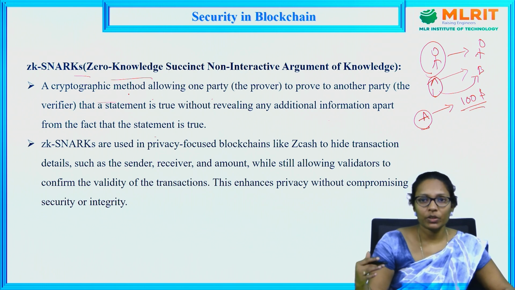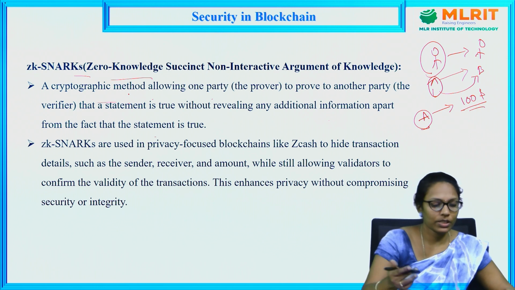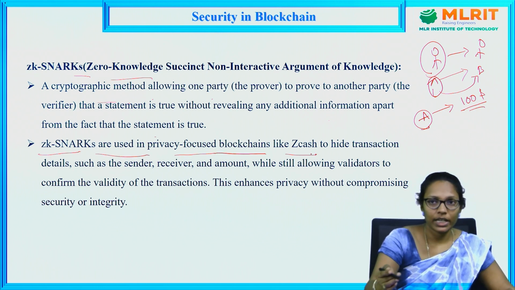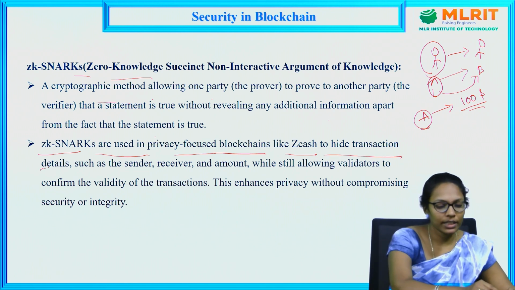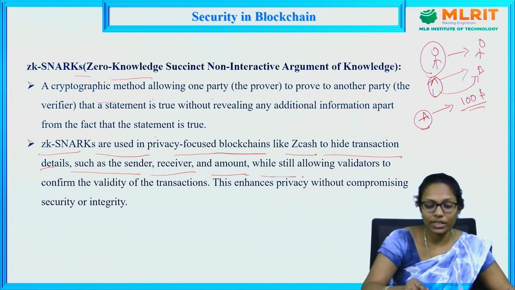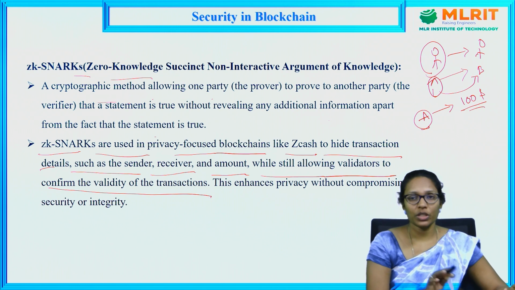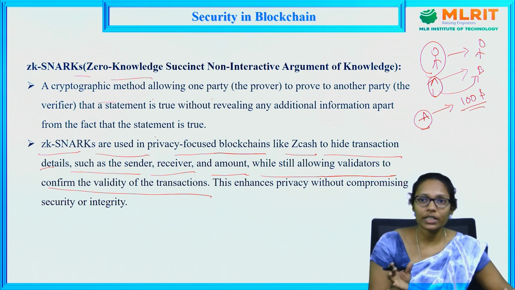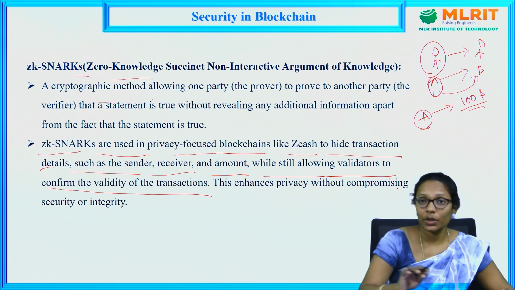With this technology, how we can use it in blockchain and preserve privacy, we'll see. ZK-SNARKs are used in privacy focused blockchains like Zcash. Zcash is a cryptocurrency which uses blockchain to hide transaction details such as the sender, receiver, and amount, while still allowing validators to confirm the validity of the transaction. In Zcash, we are using zero knowledge proof so that the validator can validate the transaction without knowing the sender details, receiver details, or the amount the sender is sending. This enhances the privacy without compromising the security and integrity.